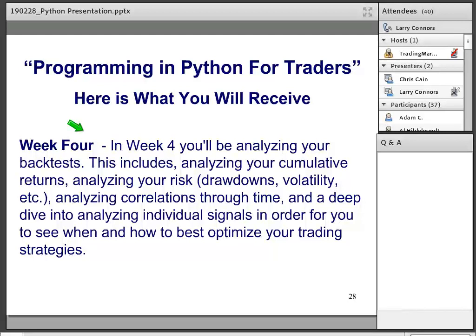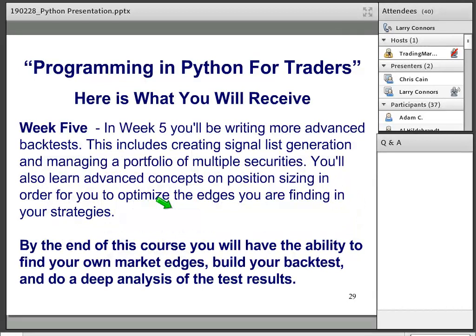Week number 4, what you'll be doing is analyzing your back tests. This includes analyzing your cumulative returns, analyzing your risk. That includes drawdown, volatility, etc. You're going to be able to analyze correlations through time, and we're going to do a deep dive into analyzing individual signals in order for you to see when and how to best optimize your trading strategies.